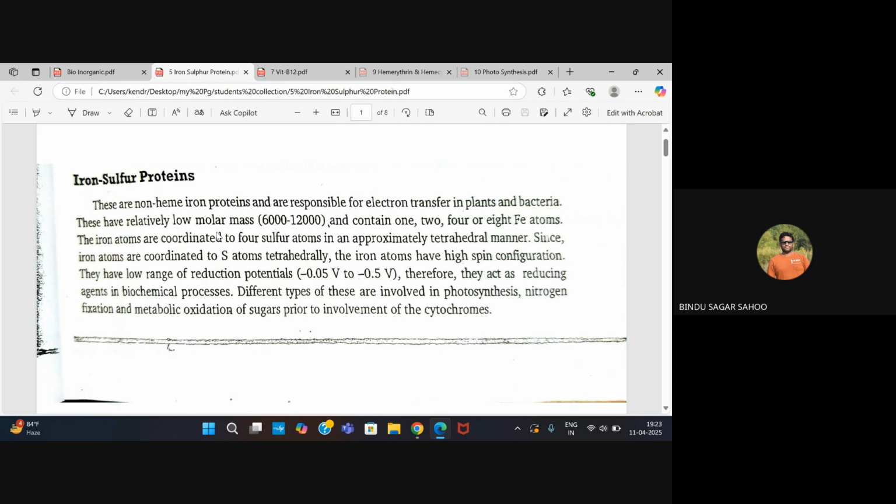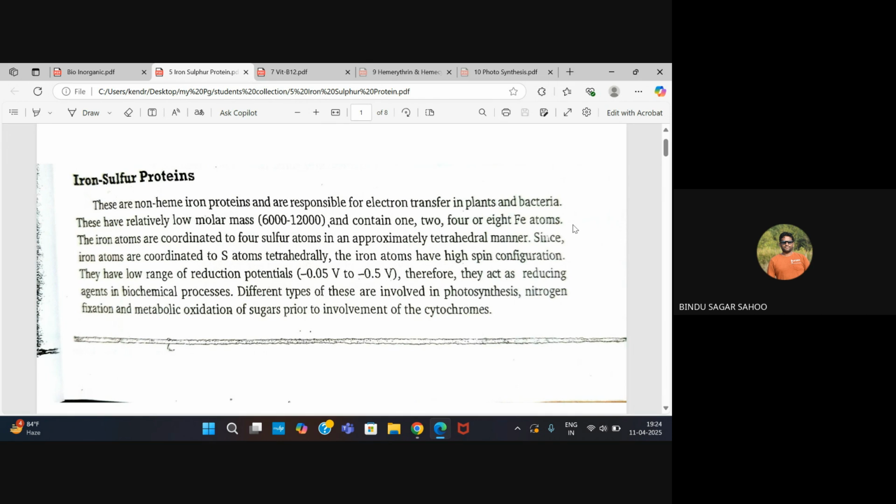The first important thing about iron sulfur proteins is that these are non-heme iron proteins. These are memory-based things you need to remember. Its molecular mass varies, and it contains 1, 2, 4 or 8 Fe atoms. That means in a few iron sulfur proteins, one iron atom is present, and in other cases it can contain 2, 4, or 8. According to the number of iron atoms, there are different types of iron sulfur proteins.